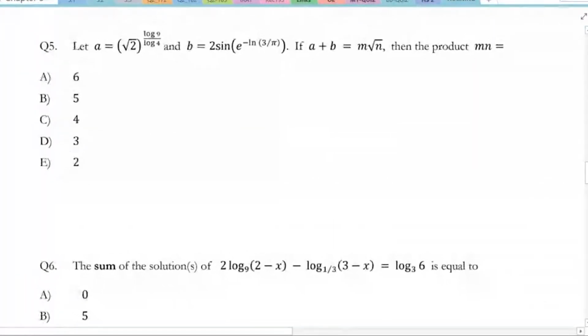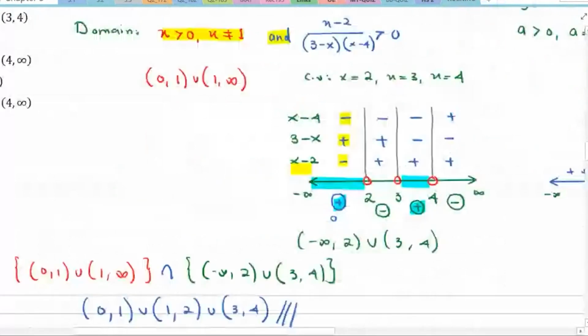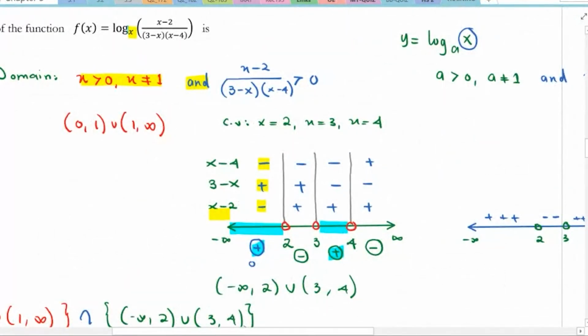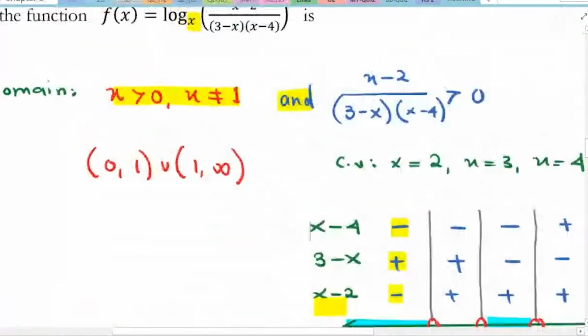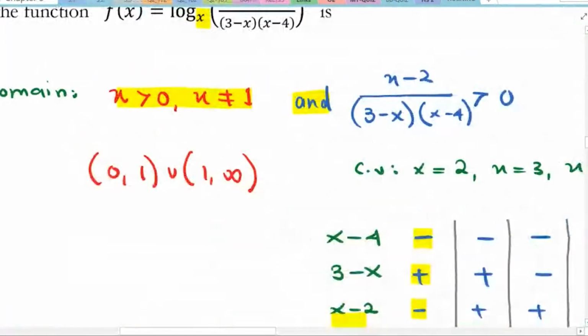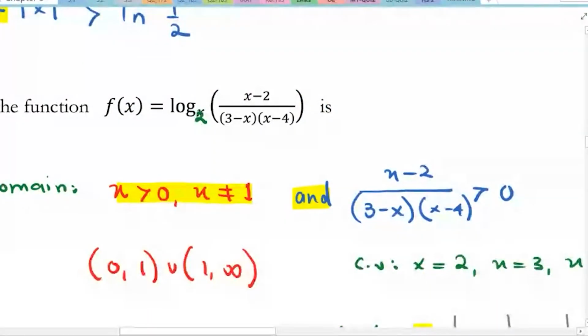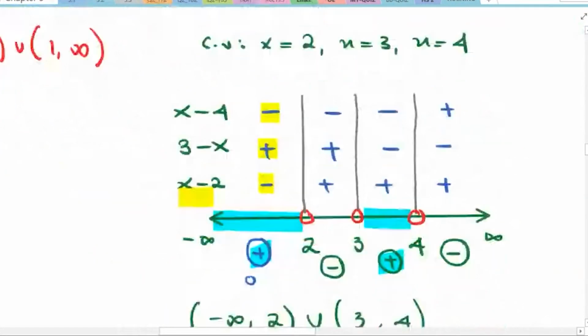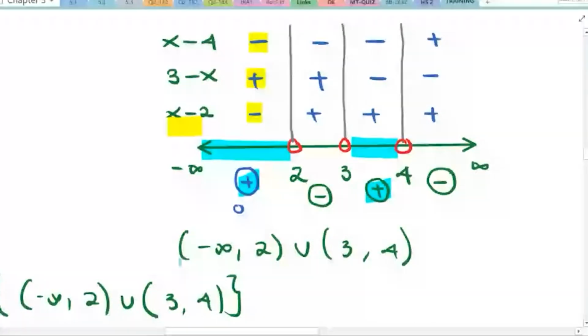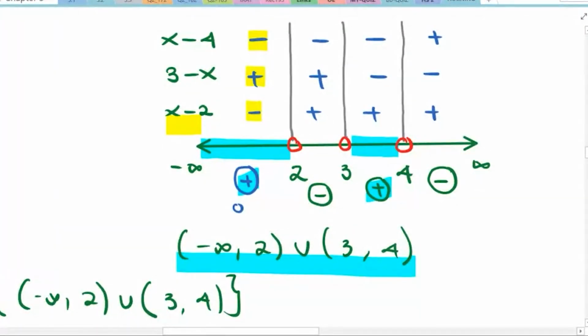Doctor, if you have a number instead of a variable in the base, should I take the domain to be greater than 1, and not equal, greater than 0? Let me go back to the same question. Let us assume you have the same question and the base here is 2, for example. You don't need to worry about anything. This is going to be your domain directly. Does that answer your question?